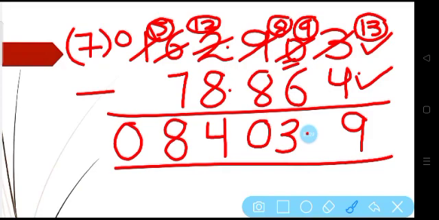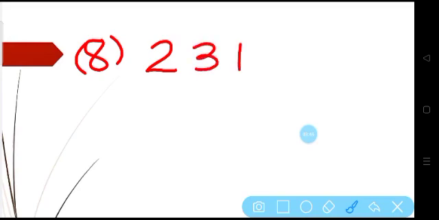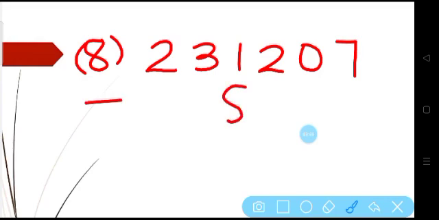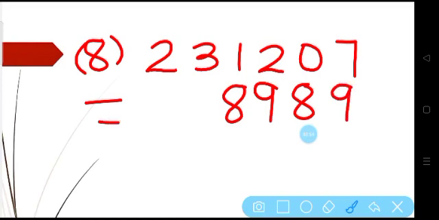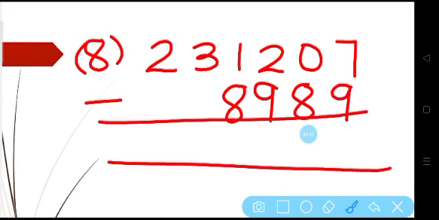So I hope this is clear to everyone, how we have to do the subtraction with borrowing. Let us switch to the next question, question number 8. Question number 8 is, again, they have given you 2,31,207. This is our minuend, and the subtrahend they have given you is 8,989. So again, students, we have to subtract.